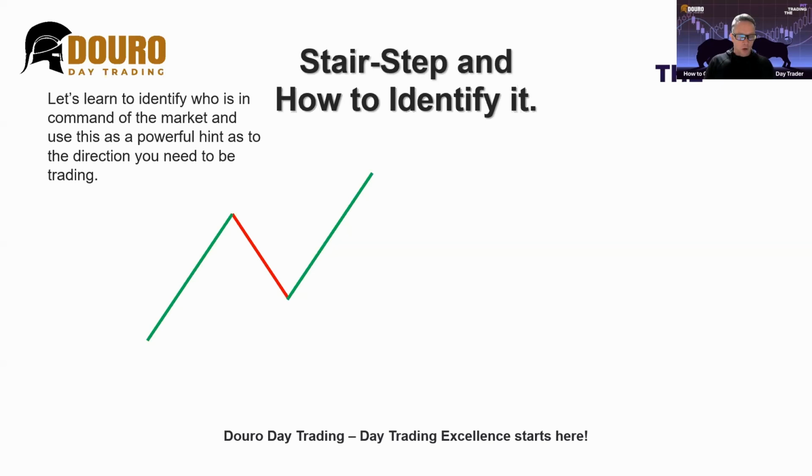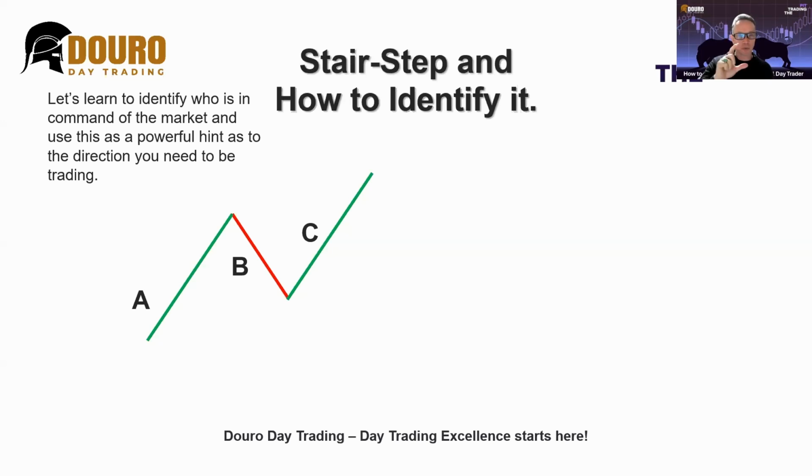Now, what we want to do, guys, let's learn to identify who is in command of the market and use this as a powerful hint as to the direction that you need to be trading the market. I refer to this, guys, in my teaching as an ABC pattern. I know for some of you this might be new. But if you're looking at this going, Lockie, how did you get the ABC pattern? It's literally just a stair step in the market, or what we refer to as a zigzag in the market.